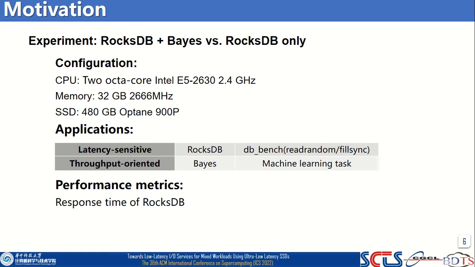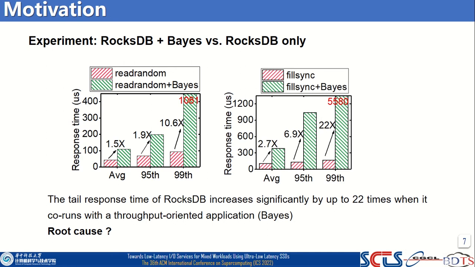We collect the response time of RocksDB when it runs solely and co-run with Bayes. As shown in the figure, the average response time of read-random and fill-sync in the co-running model increased by 1.5 times and 2.7 times compared with the standalone execute model, respectively. The 99th percentile response time even increases by dozens of times.